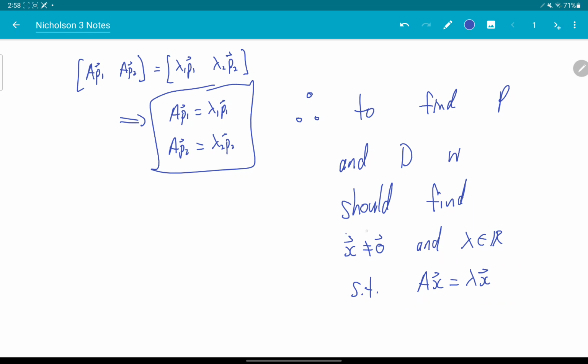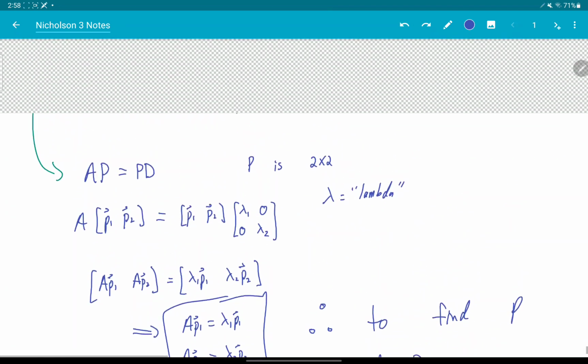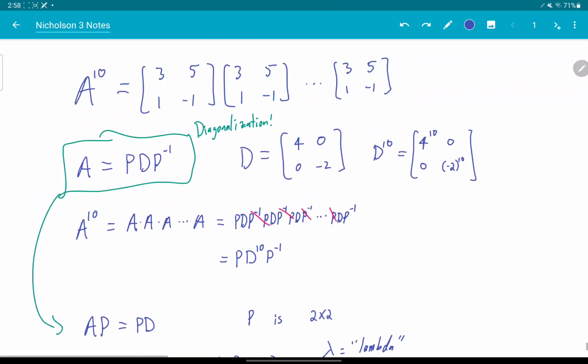Now I need the x to be not 0. Why do I need the x to be not 0? Because the x is going to be the column of this matrix P, and in this factorization I need P to be invertible, right? So I can't have a column equal to 0.